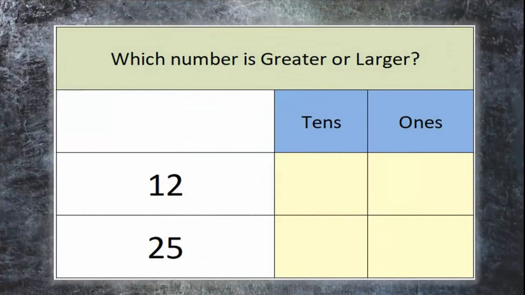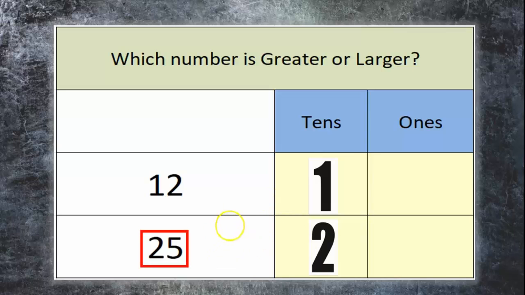Let's do another one. Here we have two numbers, 12 and 25. Both the numbers have only tens and ones. In 12, there is 1 ten. And in 25, there are 2 tens. So which number is greater? 25, since 25 has more tens.